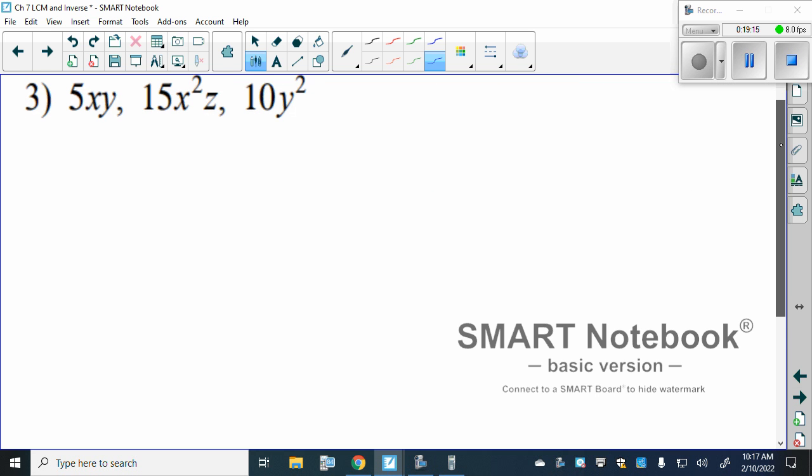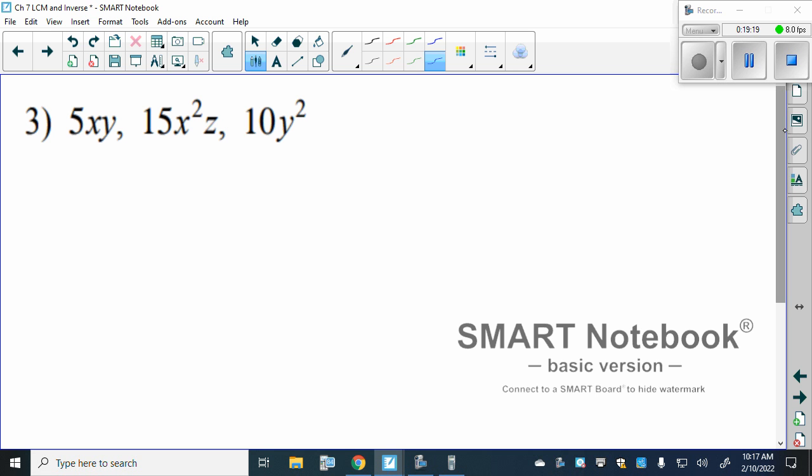All right, let's look at this one here. So we're trying to find the least common multiple for 5xy, 15x squared z, and 10y squared. So we can look at the least common multiple for 5, 15, and 10.